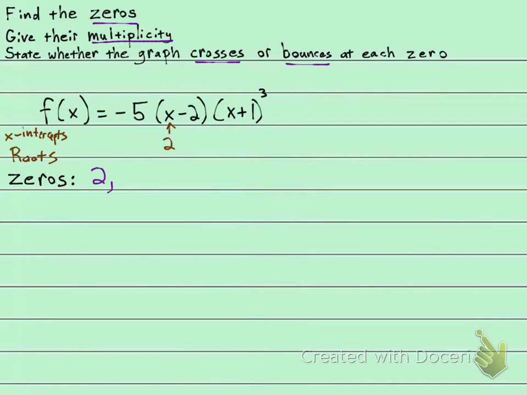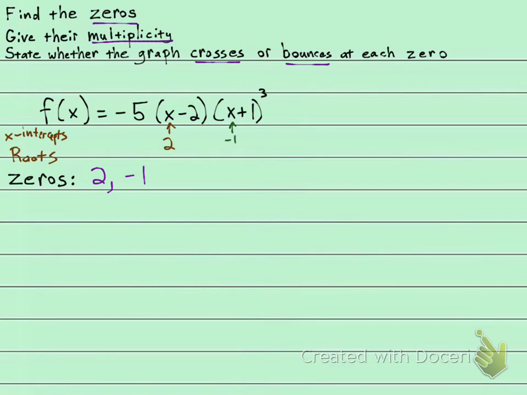Then you have to ask yourself, what would I plug into this factor right here to get a 0? The answer is -1, because if I did -1 plus 1, I would get 0. If I had a 0 here, 0 to the third is 0, and anything times 0 is 0. So my two zeros, my roots, are 2 and -1.